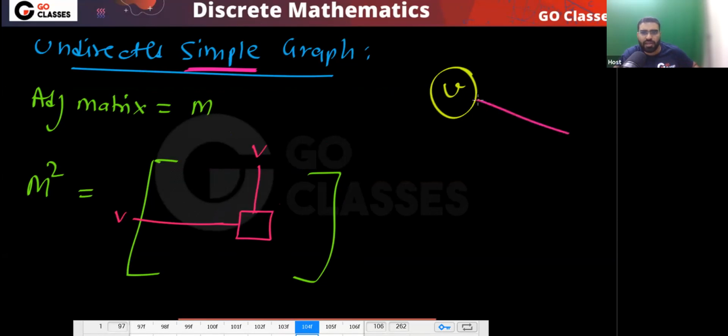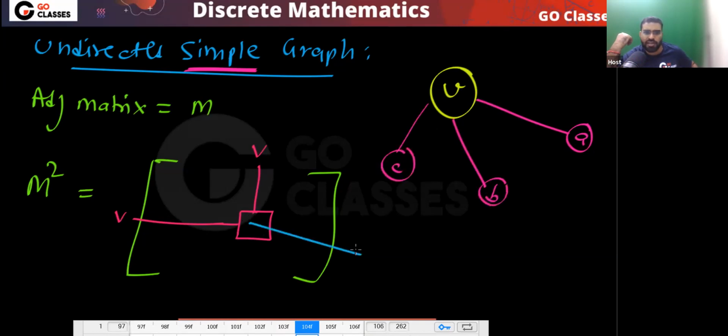You can have a walk of length 2 because of the degree. Yes or no? Agree or not? You can see it like this. Because of this degree, you will get walks of length 2. So this entry will be 3, or not?